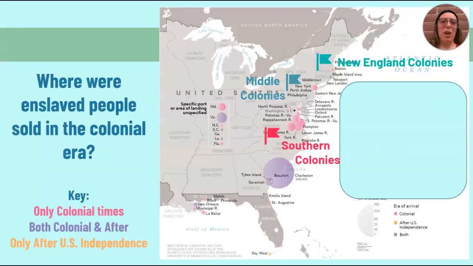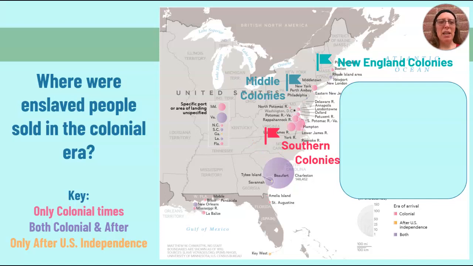This map shows where enslaved people were sold in U.S. history. Notice the flags and labels marking New England, Middle, and Southern colonies. Whew, I'm having a hard time controlling that cursor. So, New England, Middle, and Southern colonies, you see the flags now. We are focused on the colonial era.